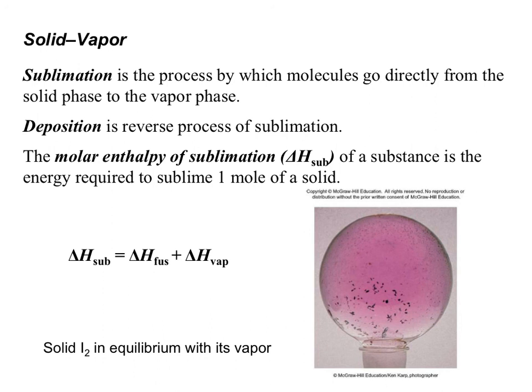For example, here we have solid iodine in equilibrium with its vapor, the purple gas. As iodine sublimes, we can measure the energy or the molar enthalpy of sublimation, and for example, we could figure out the enthalpy of vaporization from a different condition. This would allow us to calculate the enthalpy of fusion without ever actually measuring it directly.